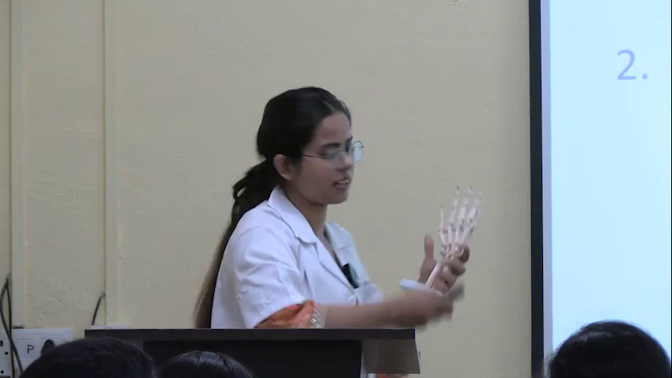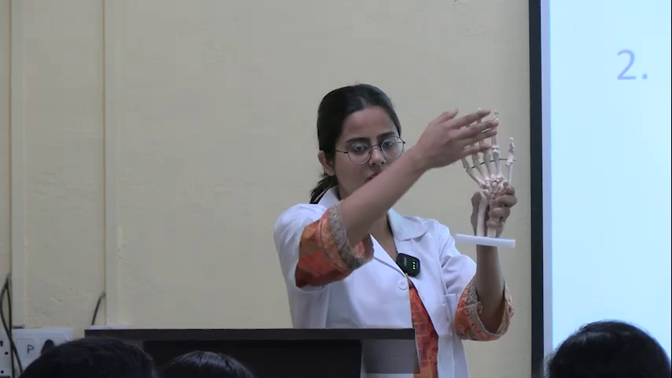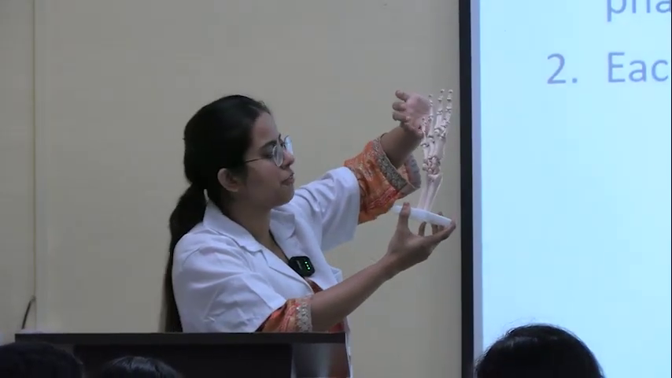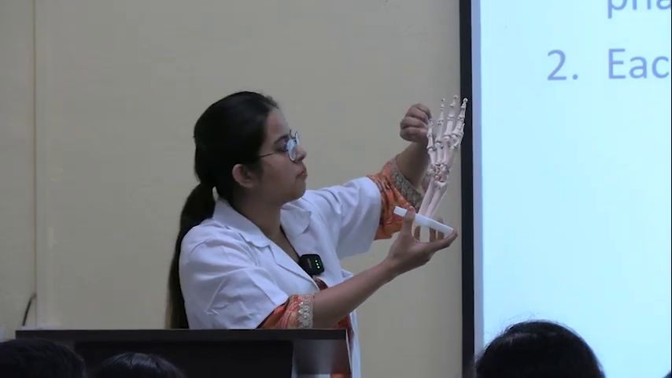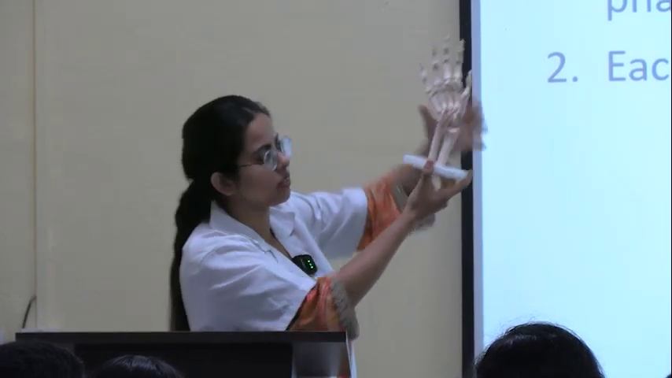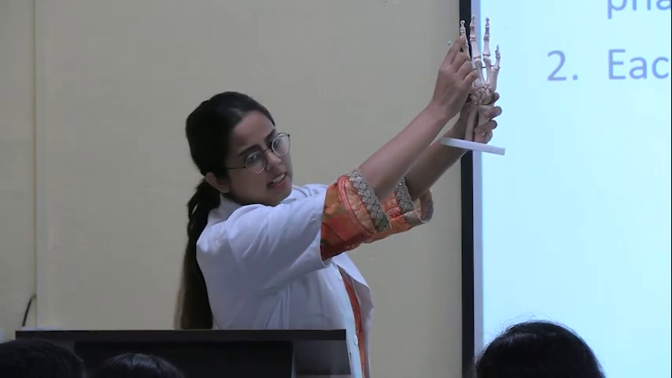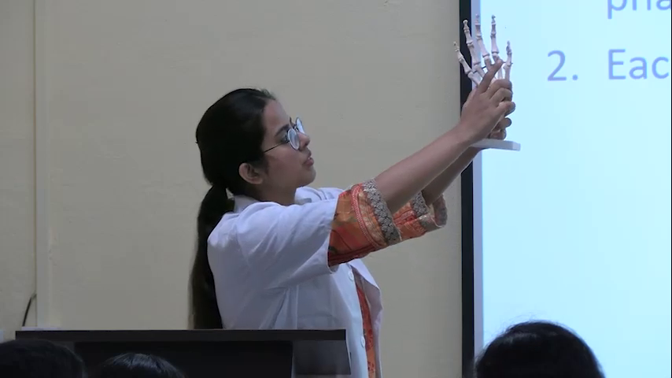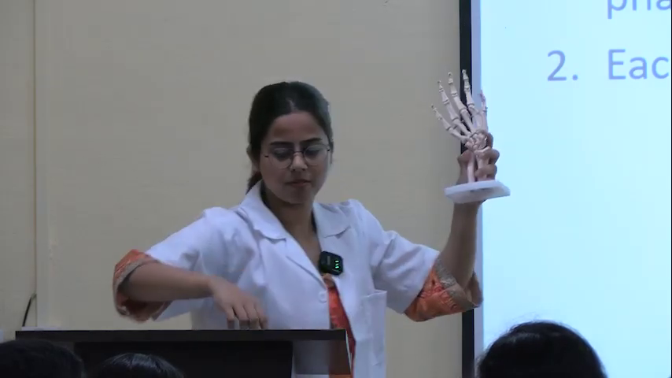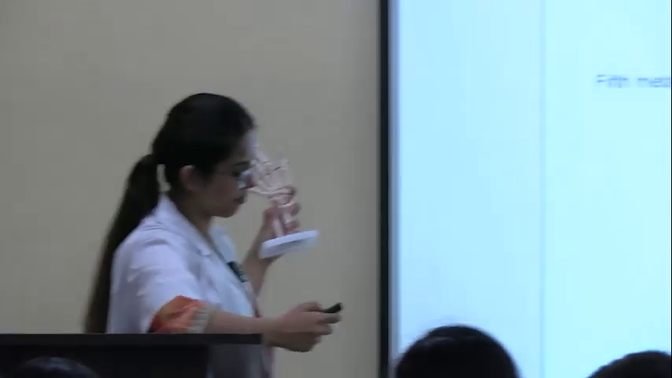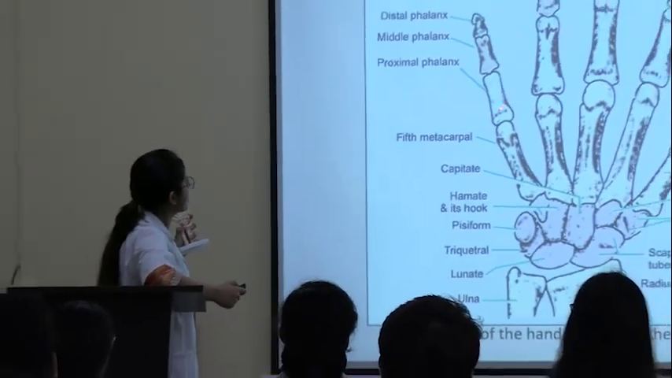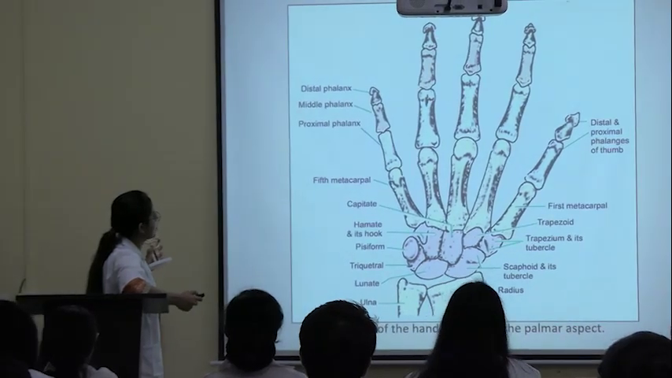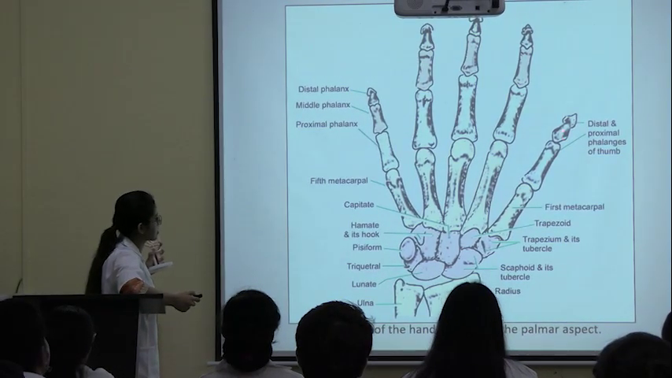So next is phalanges. Okay? In these 4 fingers, there are 3 parts of phalanges: proximal part, middle part and distal part. This is the proximal, middle and distal. But thumb has only 2 phalanges, proximal and distal. Okay.